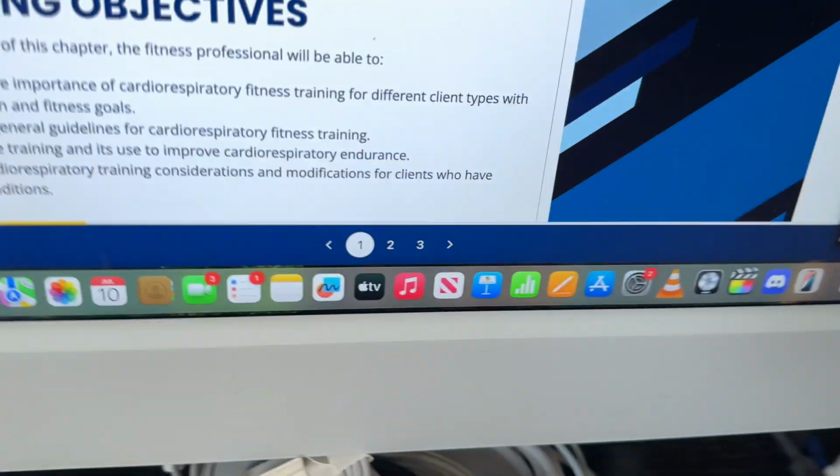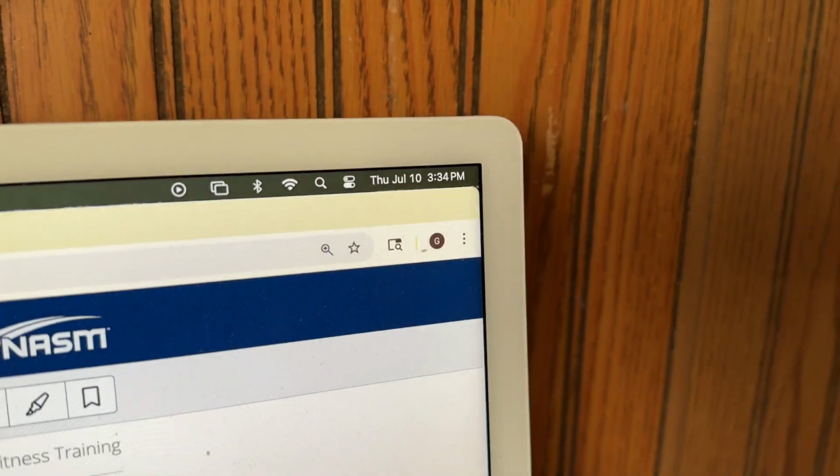Also, only 8 more chapters before I complete the NASM Certified Personal Trainer course. And then I take the final exam, and then I'm a personal trainer. Let's lock in real quick. I'm going to knock this out hopefully within the next 4 hours. Only 3 pages, 3:30. I'll probably be done by 4 or less. So I'll see you guys in a bit.